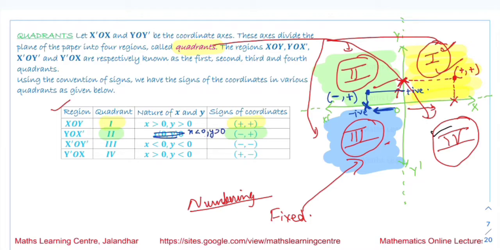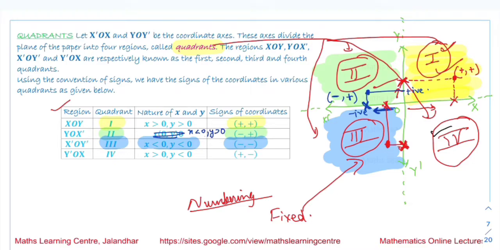Now if some point lies in the third quadrant, suppose this point I am talking about, we draw it like this. So x is negative and the y value is also negative. So for the third quadrant, x is less than 0 and y is less than 0. It means both the coordinates have a negative sign.